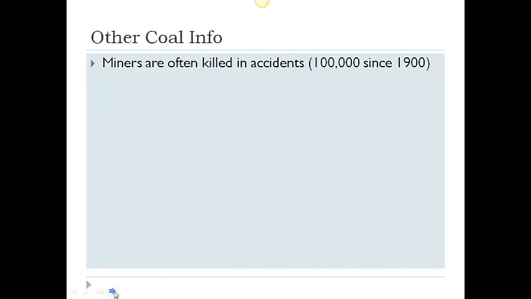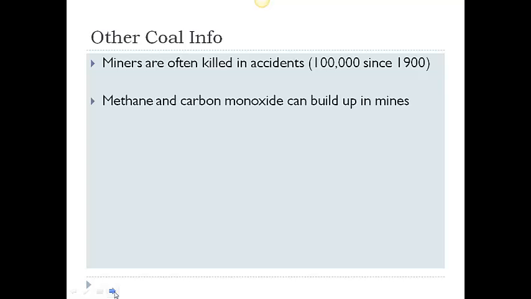And just some additional miscellaneous coal information. I talked about this a little bit already, but miners are often killed in accidents, especially those in subsurface mines. This number is a little dated, so I'm sure it's higher since when I made this, but there have been 100,000 coal mine deaths since 1900. So that average is about 1,000 a year. So it is a dangerous way to get fossil fuels out of the ground.